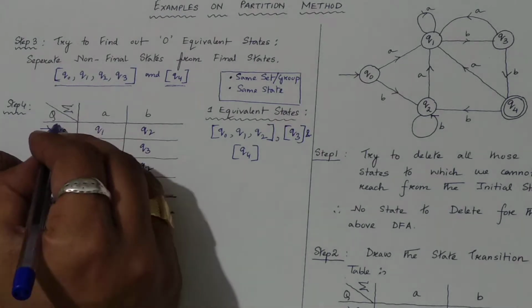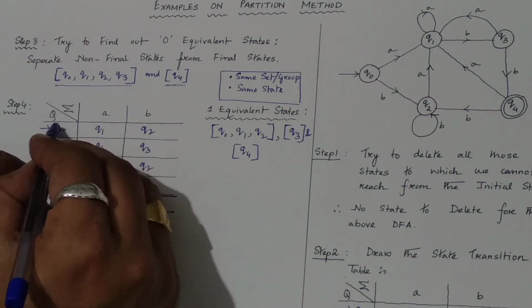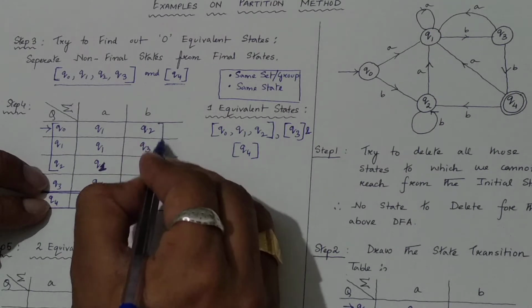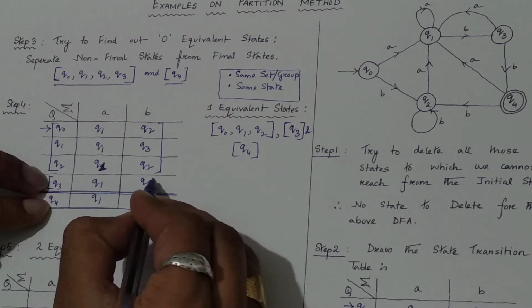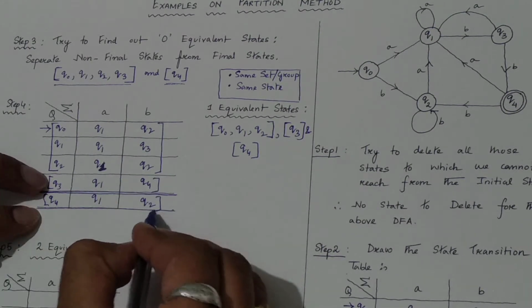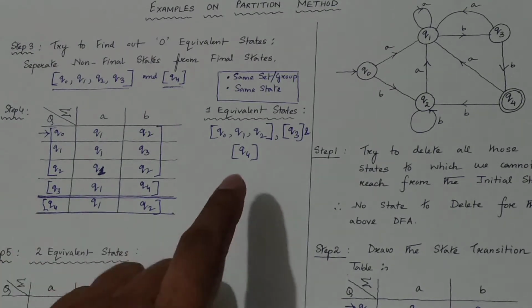That means these three will be together. Okay, this will be a single pair and this will be a single pair. So finally, in one equivalent states, we got this.